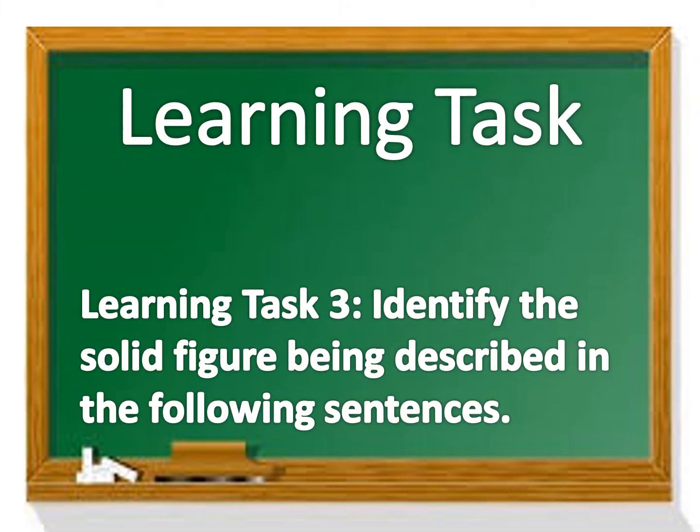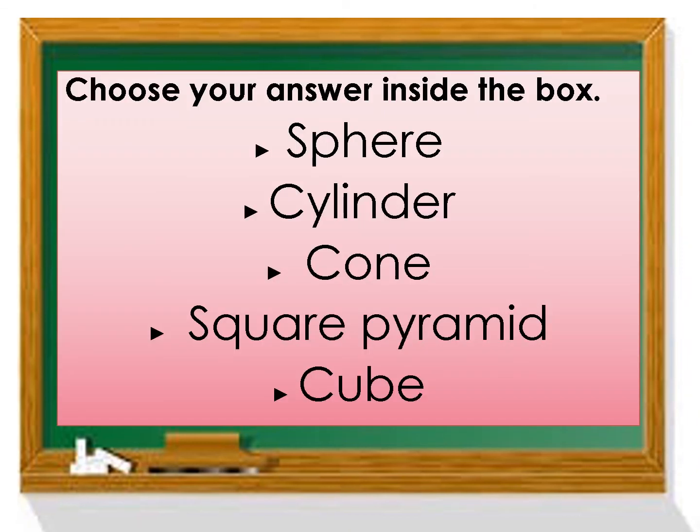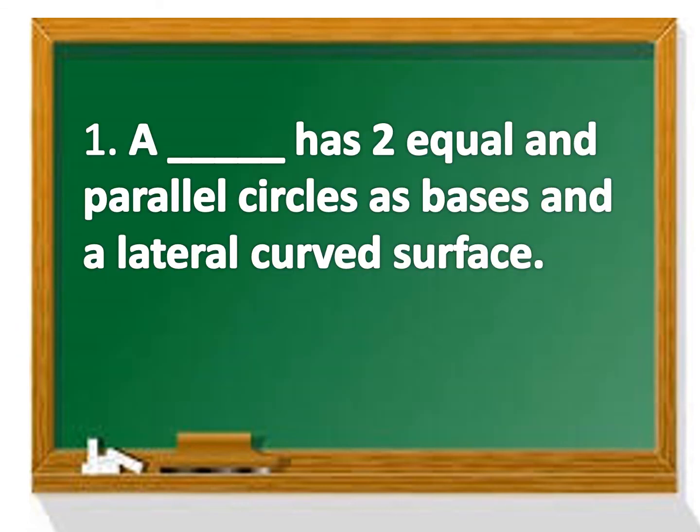Another, learning task 3. Identify the solid figure being described in the following sentences. Choose your answer inside a box. Sphere, cylinder, cone, square pyramid, and cube. Let us read number 1. A blank has 2 equal and parallel circles as bases and a lateral curved surface.